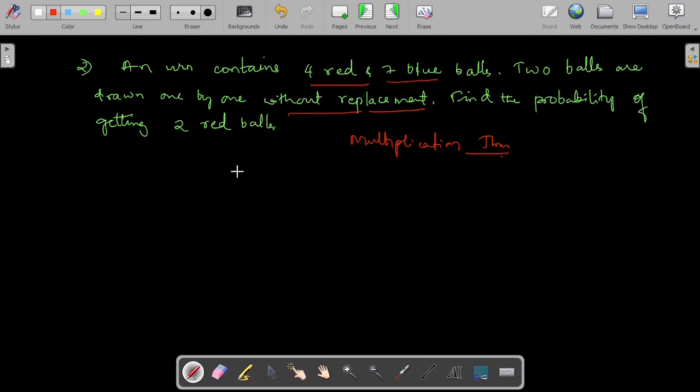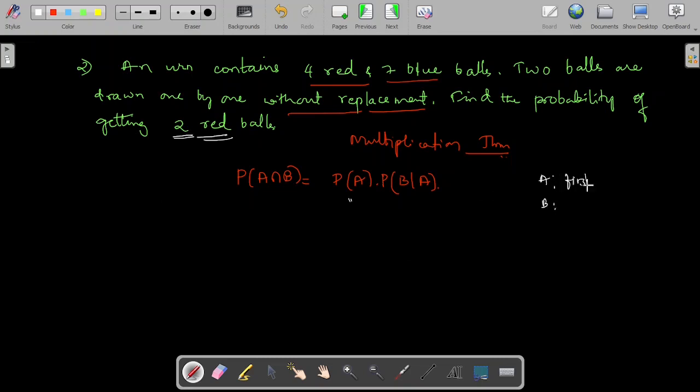Multiplication law. That is because the multiplication law says that P of A intersection B equals P of A into P of B by A. Now you have to define the events A and B first. Then we have to find out A intersection B. So here it is 2 red balls. So you have to define 2 events.